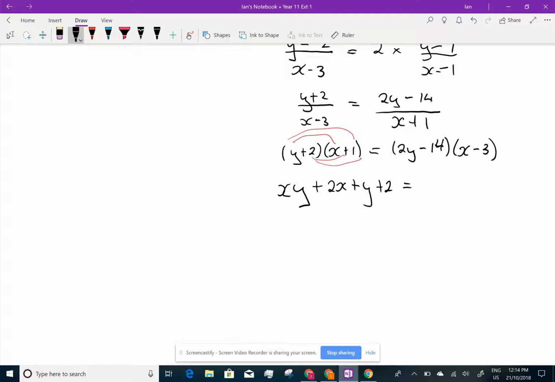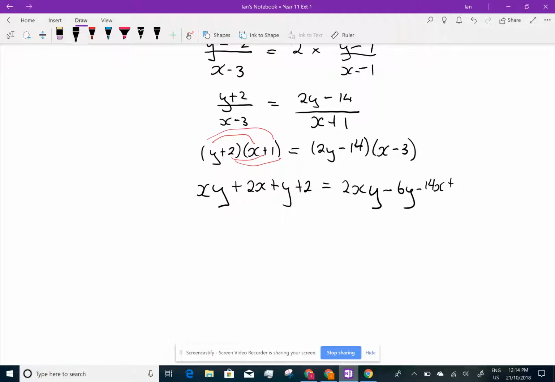I'm going to do the same over here. I'm going to get 2xy minus 6y minus 14x plus 3 14s, 3 10s, 30, 3 4s, 12, 42. I'm going to bring everything over to the right-hand side because I want to have a positive xy. So I take the xy over and I get xy, because 2xy minus 1xy. I've got minus 14x, and I'm going to minus another 2x, and get minus 16x. I've got minus 7y, and I've got plus 40.